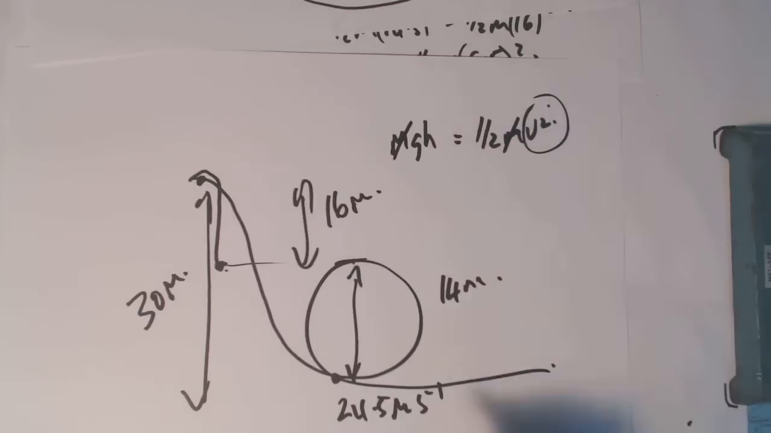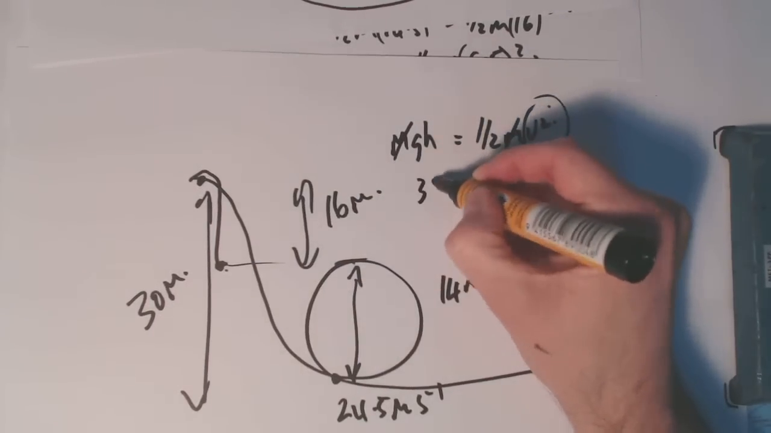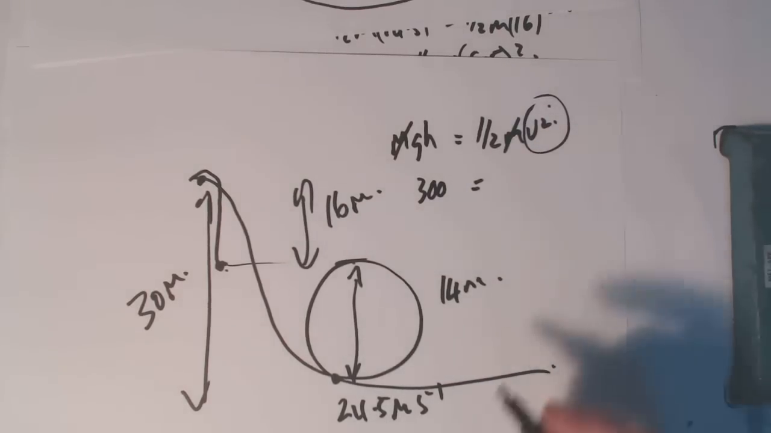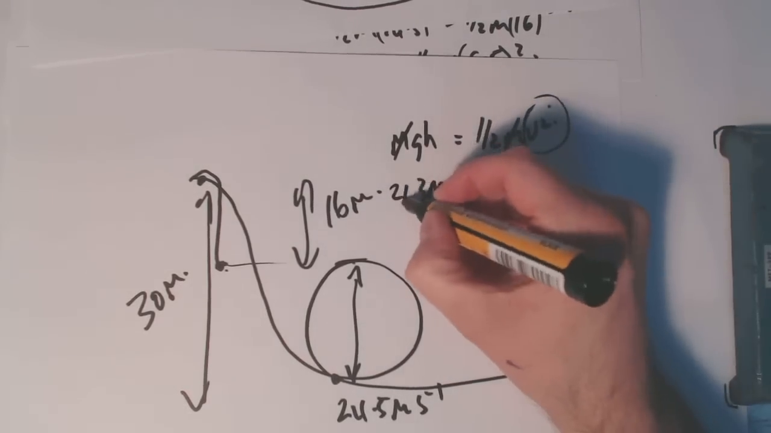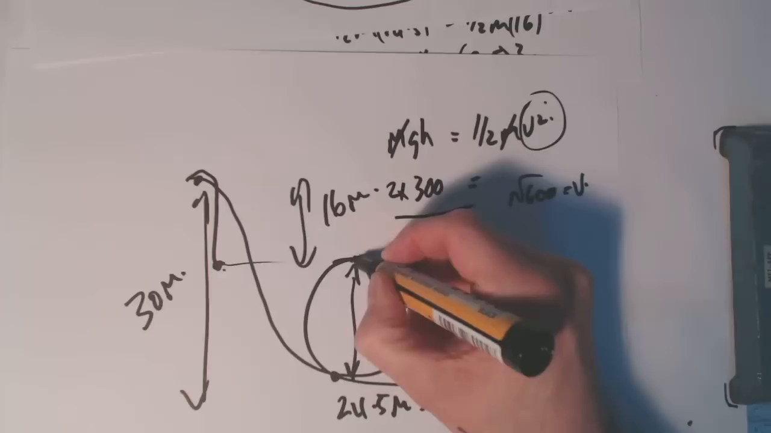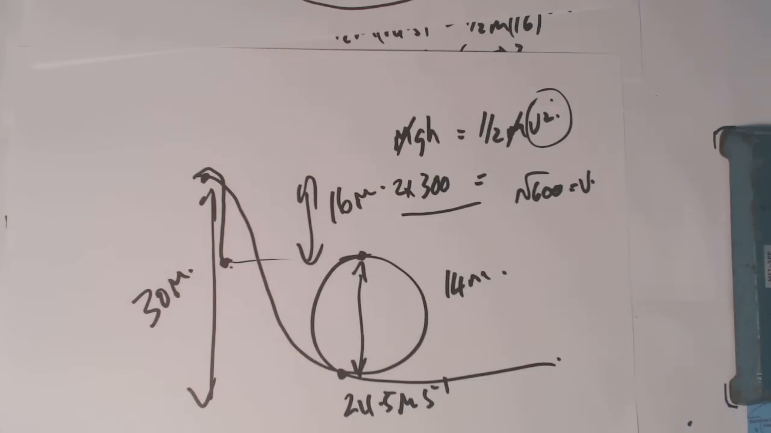We can cancel the m's and we just go gh, the h is 30, 10 times 30, 300 equals half v squared. So that's 2 times 300, or 600, equals v squared, so v is the square root of 600. And that will give you the velocity at the top. Common mistake, I've fallen into it on the odd time when I'm not thinking clearly. So vertical circles can be a little bit tricky. Watch that a couple of times if you didn't quite get it.